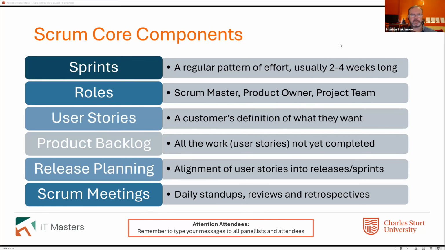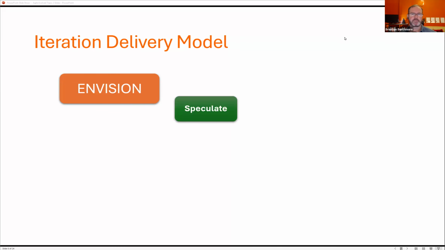So let's start at the top and let's talk about the entire model that Scrum or any kind of Agile iterative delivery model works with. You start with a vision. You start with an idea. You start with something that says, well, we've kind of got enough of an idea of what we want. Then you have the cycle. The cycle starts with speculating.